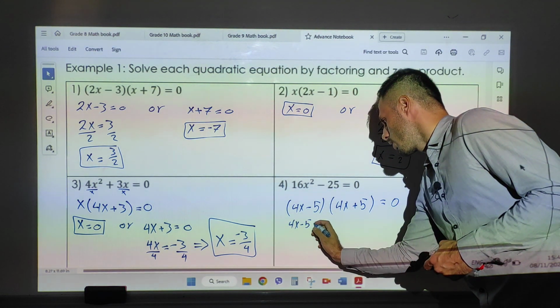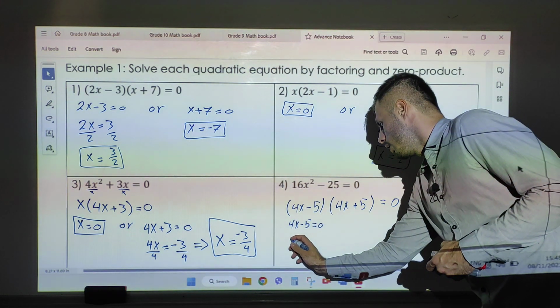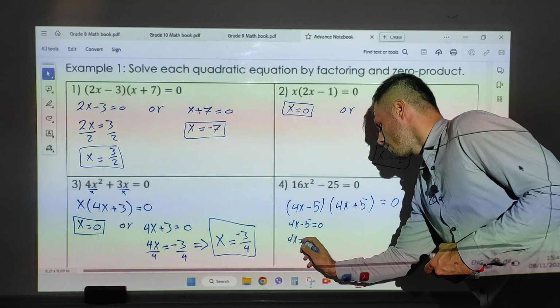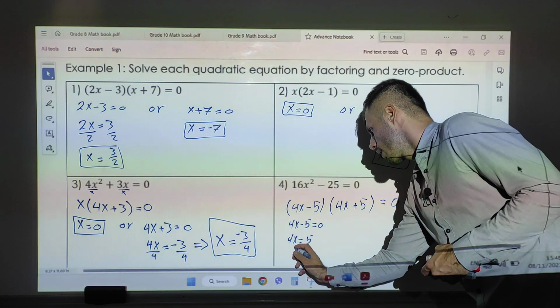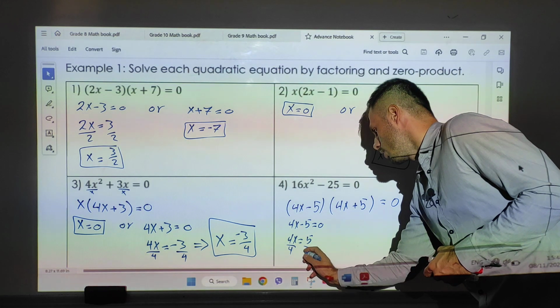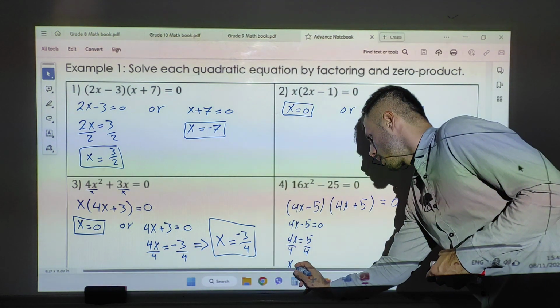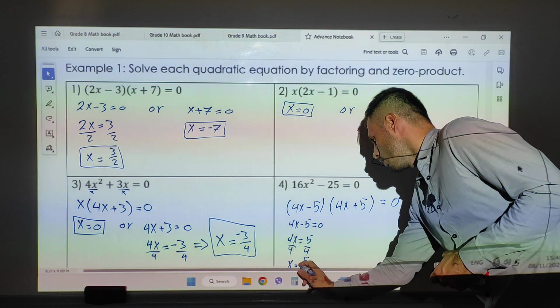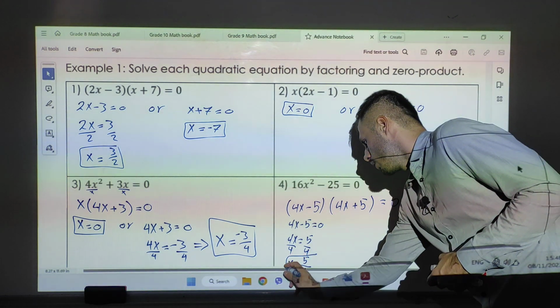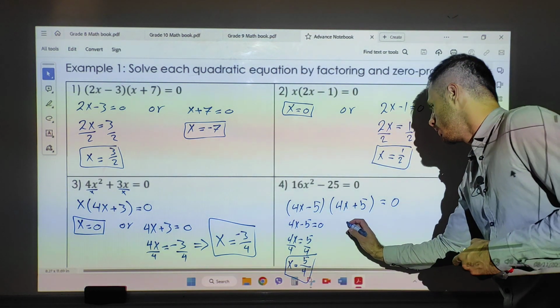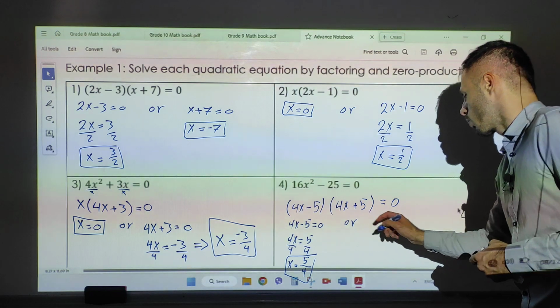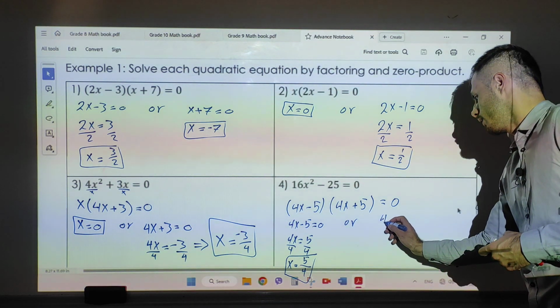4x minus 5 equals 0, which is 4x equals 5. Divide by 4. x equals 5 over 4. This is the first one. Or this one equals 0: 4x plus 5.